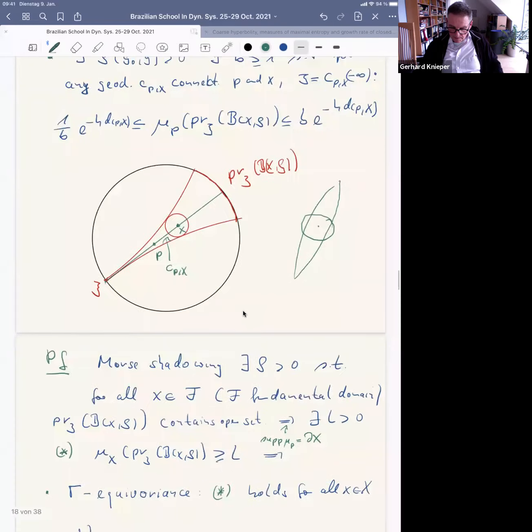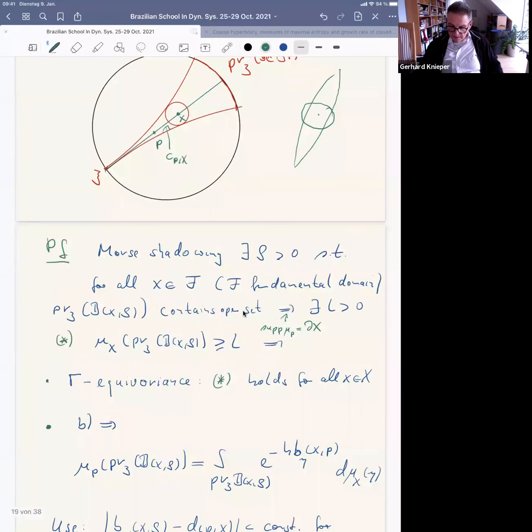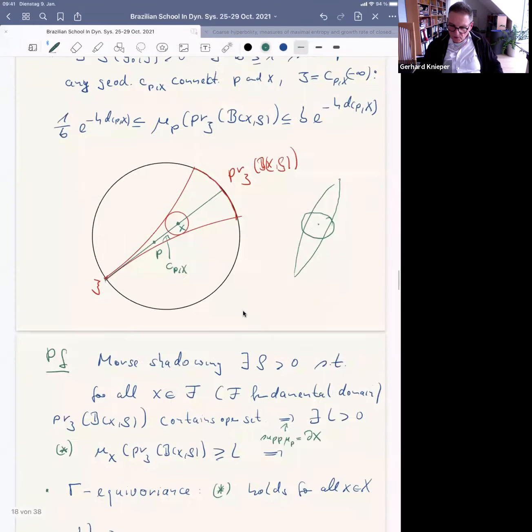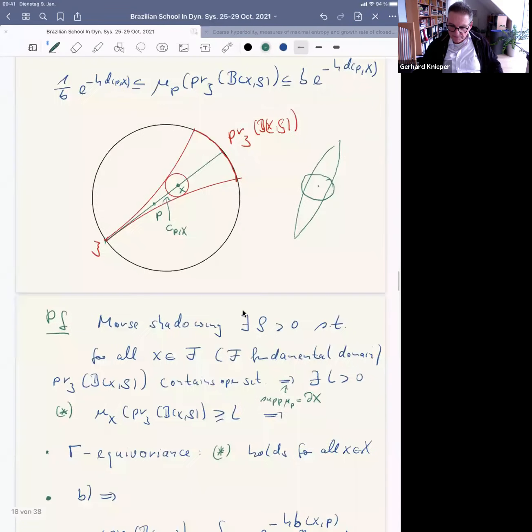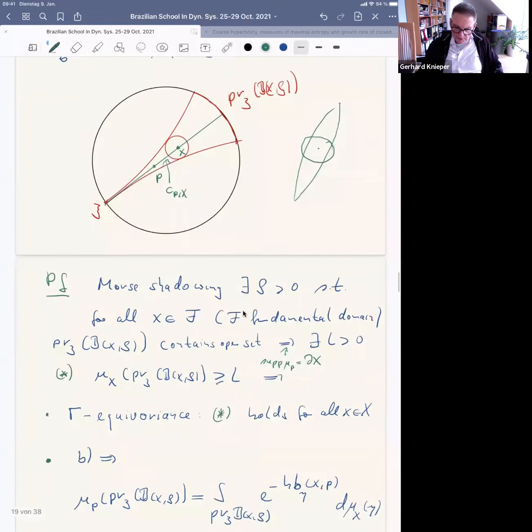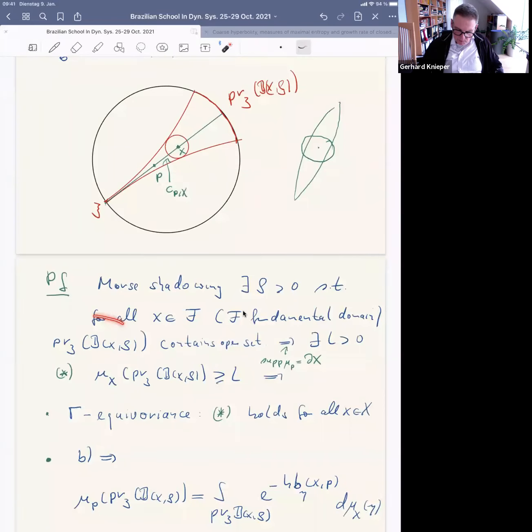More precisely, the Morse shadowing guarantees the existence of a constant rho depending on these two metrics, such that this projection, maybe it's not open, but contains an open set. That's the first fact. So you need that the projection of the set contains some open set. And now you use the fact that the measure has full support, so it's positive on open sets. This implies that at least for a fundamental domain, for some compact region, the measure of this projected set is larger than a certain constant.